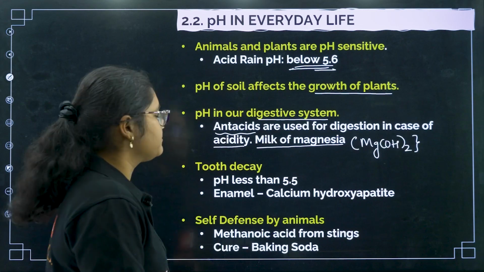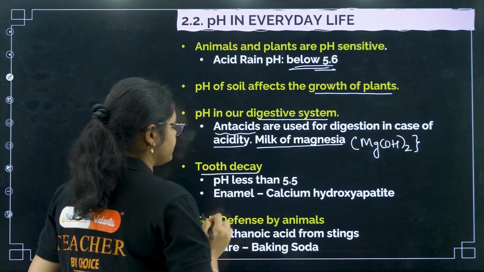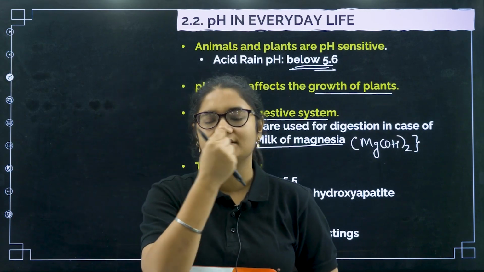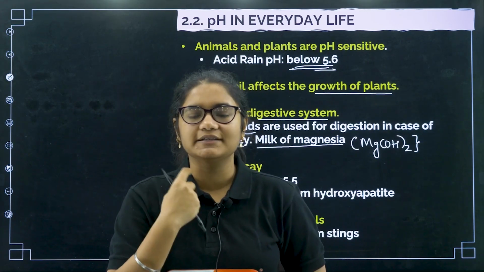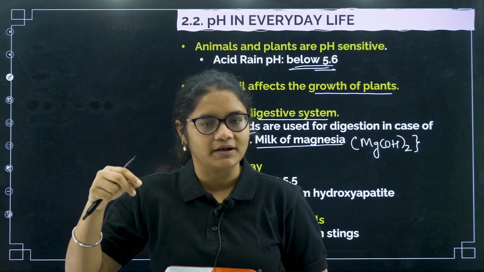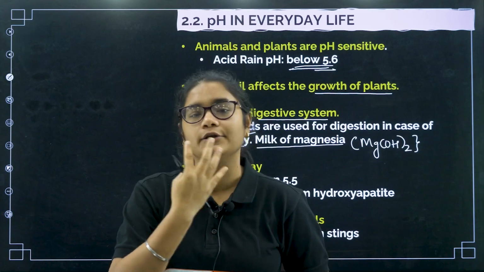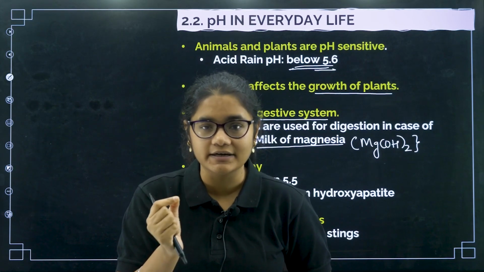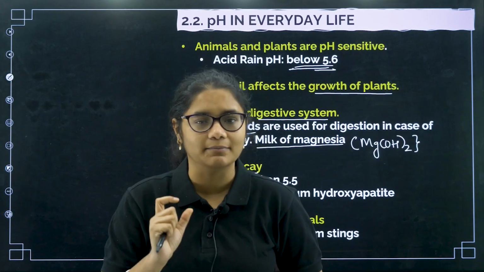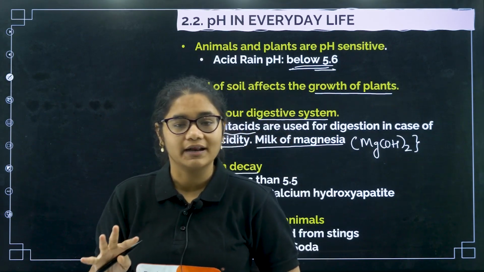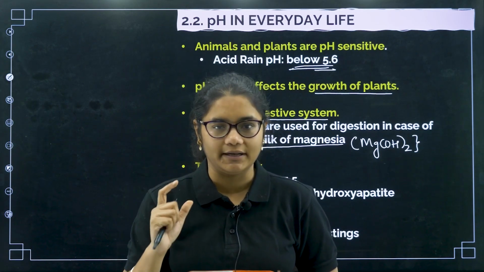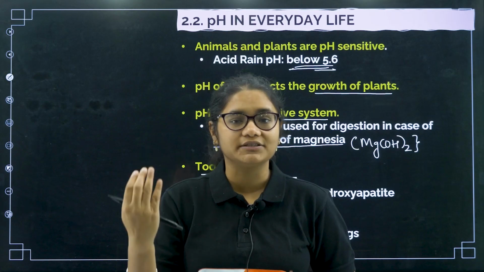Clear this one? Next, coming to tooth decay. When you eat certain food and the food is left on your teeth, the bacteria present in the mouth try to break down this food into smaller particles, and they release a lot of acid in your mouth. This acid can dissolve the hardest substance present in your body, that is your enamel. Enamel will not dissolve in water at all, but in the presence of acid the enamel can dissolve, and this leads to cavity. That is why we should brush our teeth regularly.